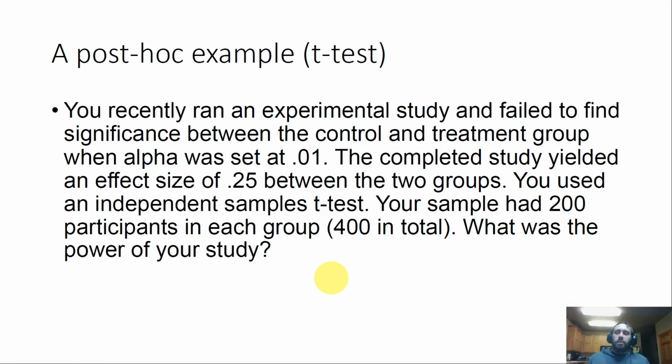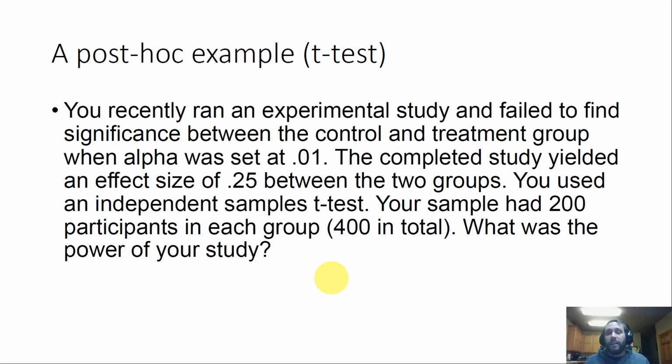So now we're going to try and do a post hoc example. So let's go ahead and do this, and this is going to be with the t-test again. You recently ran an experimental study and failed to find significance between the control and treatment group when alpha was set at 0.01. Notice how we have a different alpha now.